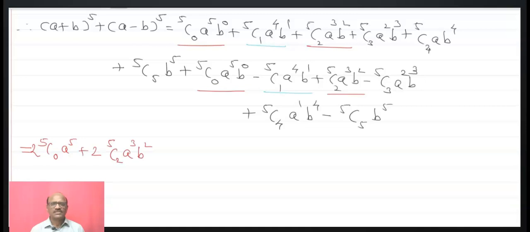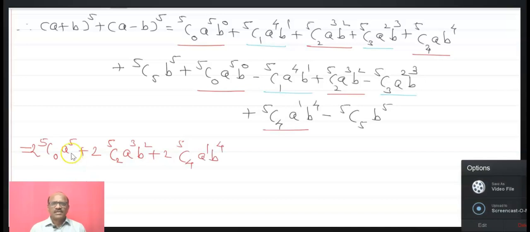That's the two times. Now see this again. That is 2 times 5C0 a raised to 5. This is the plus sign, and it has also a plus sign. These two terms are getting added. Next is 5C1 a raised to 4 b raised to 1. The plus and minus get cancelled. 5C2 a cube b square. Also these two terms are getting added. That is 2 times 5C2 a cube b square.